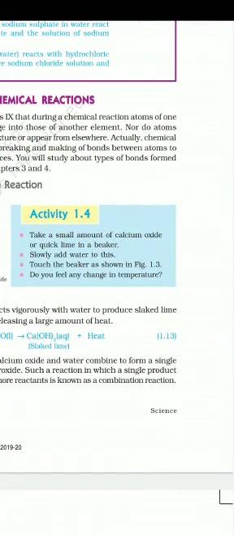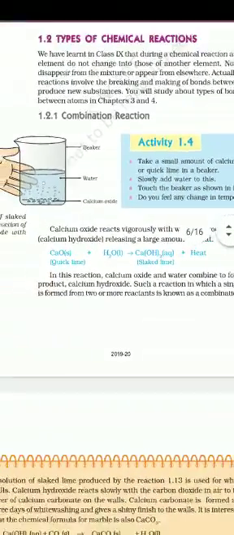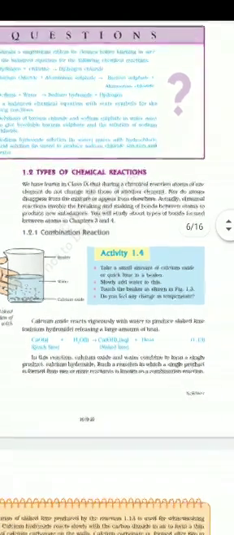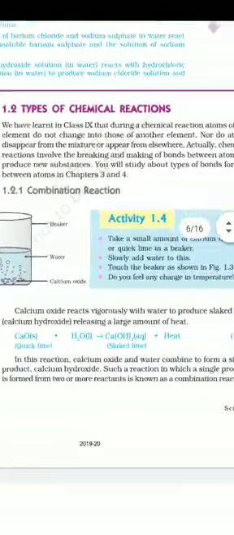Take a small amount of calcium oxide or quicklime. Slowly add it to water. Touch the beaker. Do you feel any change in temperature? Children, when we perform this activity, the temperature of the beaker is increased. Calcium oxide reacts vigorously with water to produce slaked lime, releasing a large amount of heat.